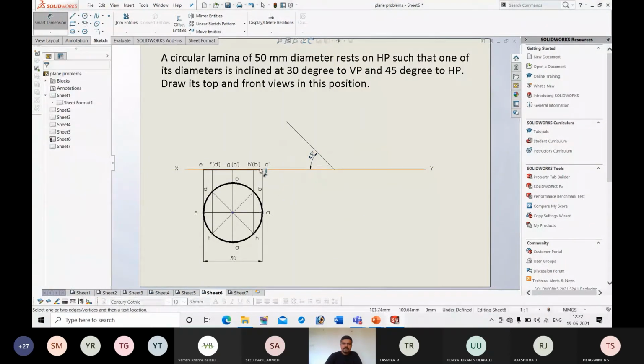Okay, next take these points. Using the compass, measure the distance between A and H and cut the arc. Next, again use the compass, measure the distance between A and G, cut an arc. Next measure the distance between A and F, cut an arc. Next measure the distance between A and E, cut an arc. Like that we should get all the points using the compass.